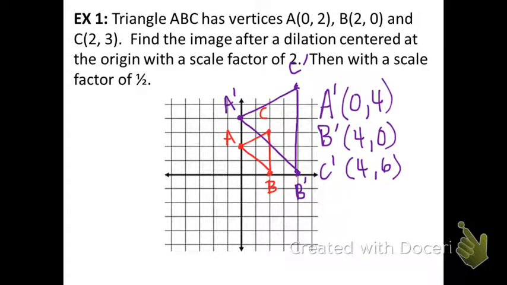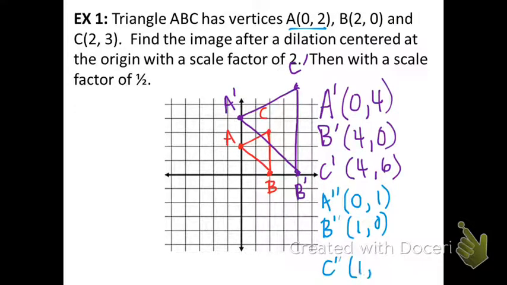Then it wants you to do using a scale factor of 1/2. So we should be getting smaller. What we're going to do is look at the original values of A, 0, 2, and divide those by 2 to get our A double prime. We still have 0, and 2 divided by 2 is 1. For B double prime, we divide those by 2 and we get 1, 0. And for C double prime, we divide those by 2 and we get 1 and 1.5.